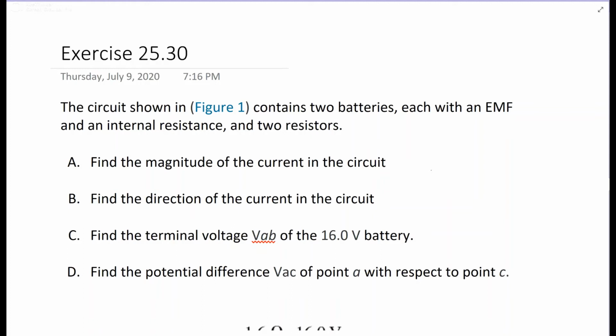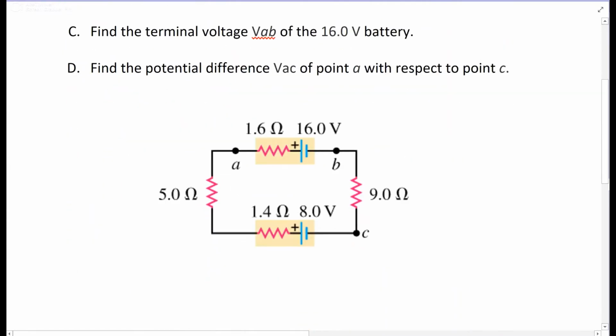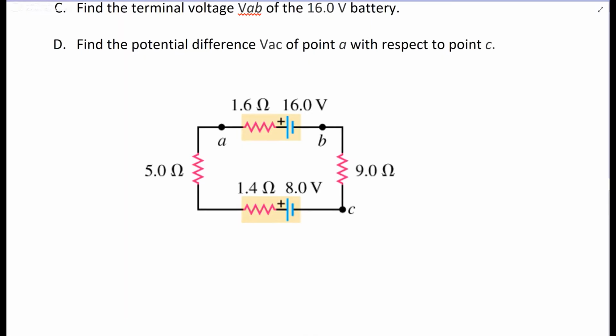This is exercise 25.30. So they give us a circuit, which I'll show in a second, two batteries, some resistors, everything. They ask us to find the magnitude of the current, the direction of the current, the voltage VAB of the 16-volt battery, and then the potential difference VAC of point A with respect to point C. Very specific.